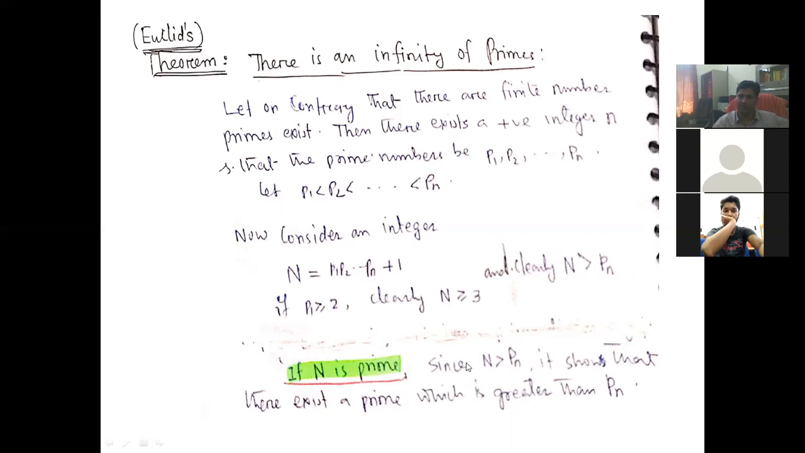Now, if N is prime, since N greater than pn, it shows that there exists a prime which is greater than pn.